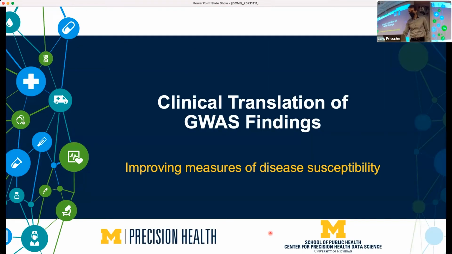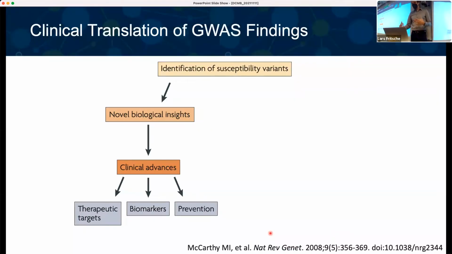Okay, so first the clinical translation of GWAS findings. So the goal is here, we want to improve measures of disease susceptibility. And usually the classical way is genome-wide association studies that identify susceptibility variants. By doing so, they often end up in an interesting gene telling them about pathways. And so they get novel biological insights. And that is helpful because it points people into a pathway that might be targeted through therapeutics, might identify biomarkers that could be relevant for the disease diagnostics, but then also maybe there are some inferences you can make on how to prevent the disease.